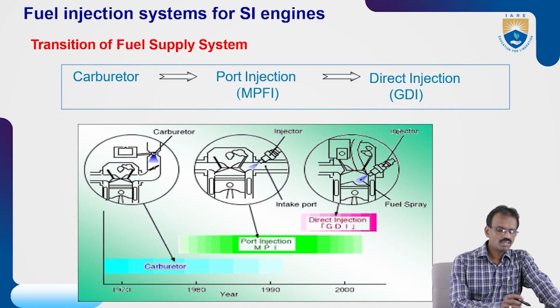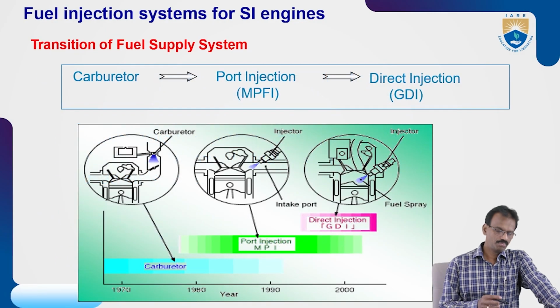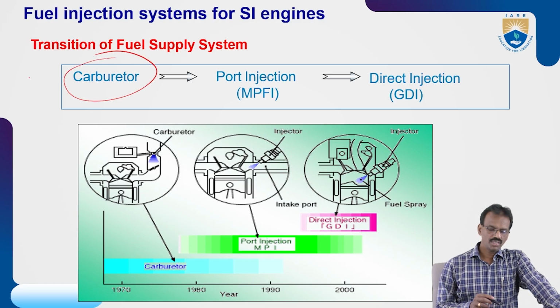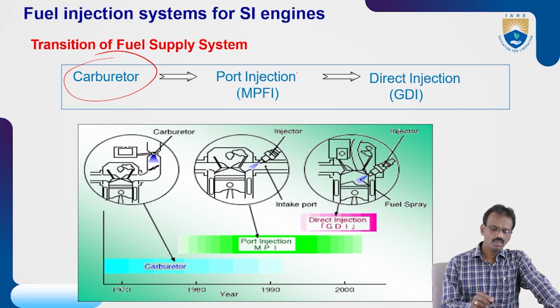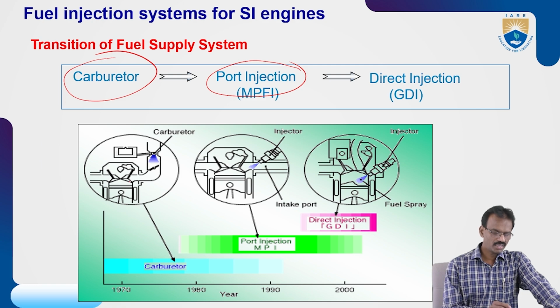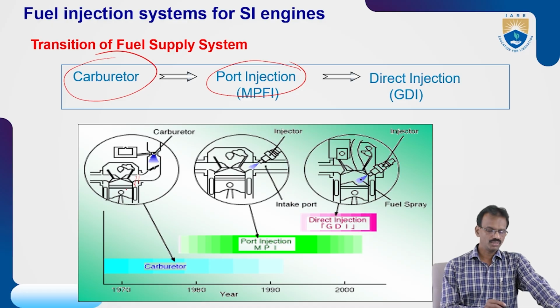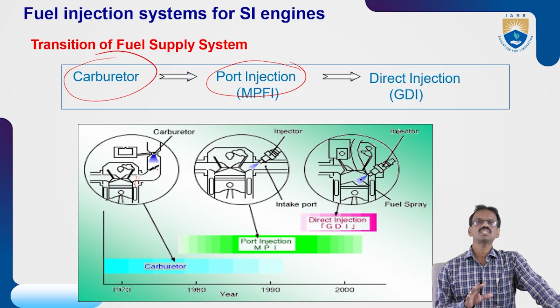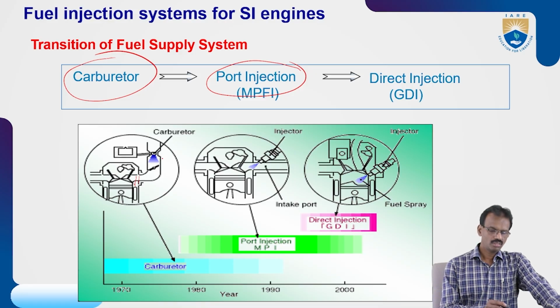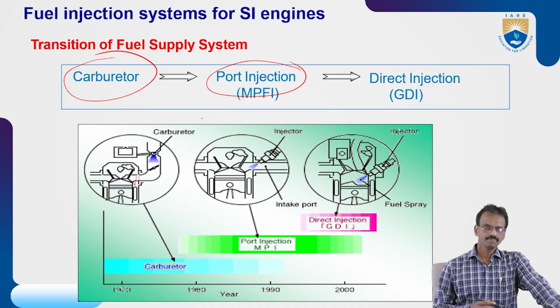So this is the transition of fuel supply. Previously, carburetors were used. Nowadays, this place was replaced by port injection. Port injection means the air fuel mixture is supplied directly near the inlet valve, not in the throat. We'll see what port injection is, and the types of port injection also, otherwise called manifold injection.